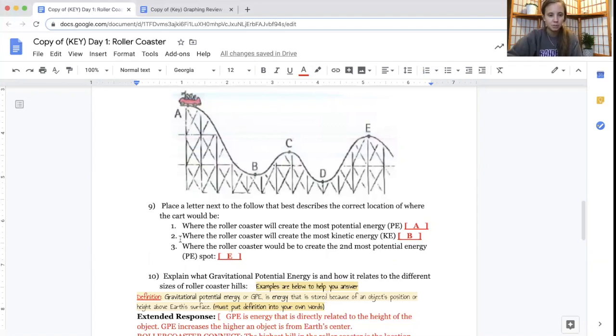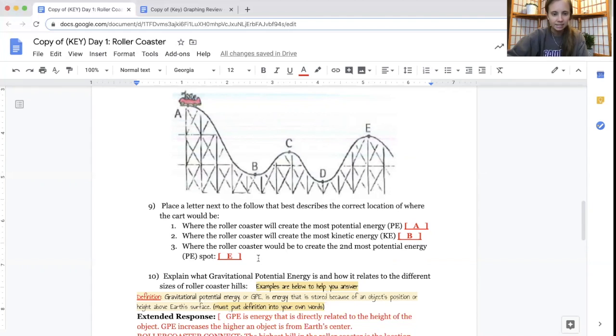Okay, number 2, where the roller coaster will create the most kinetic energy. That should be B. B is correct here because it's at the bottom of the largest hill. Now, I had a ton of people say D, and I can see why, because that's the lowest point on the track. But just because it's the lowest doesn't mean it has the most kinetic energy. It has the most kinetic energy because it has the most motion. So that will come at the bottom of the biggest hill.